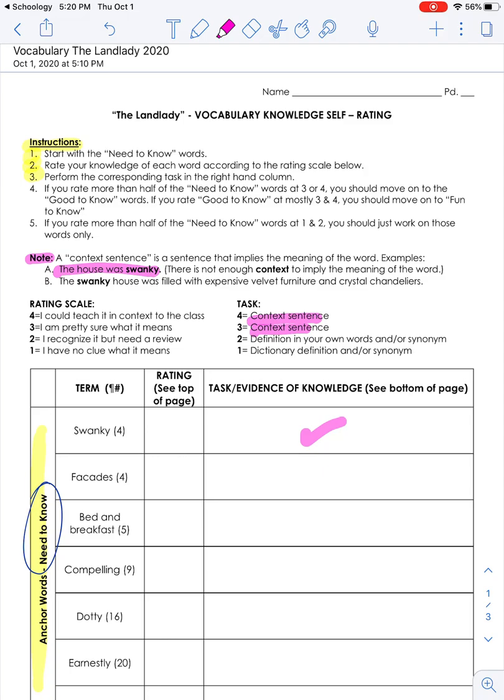However, the second sentence, the swanky house was filled with expensive velvet furniture and crystal chandeliers. Now all of a sudden we start to have a sense of what the word swanky means because of the context added in the sentence. So that is the expectation when you rate yourself at a 3 or a 4 in any of the words.